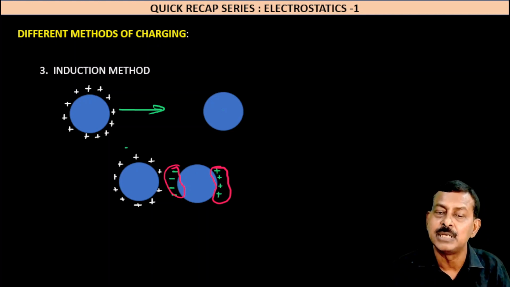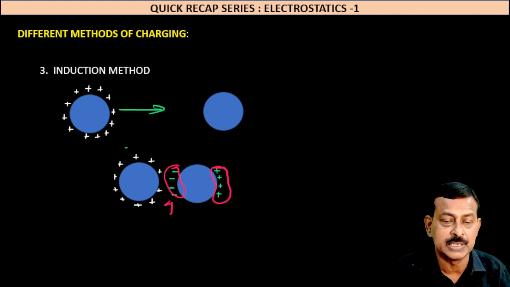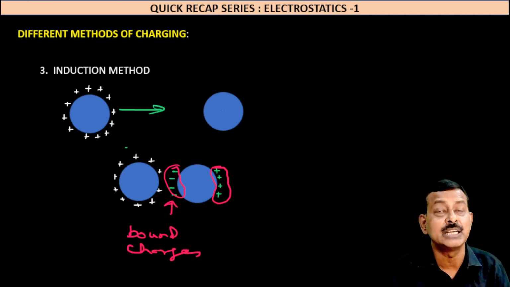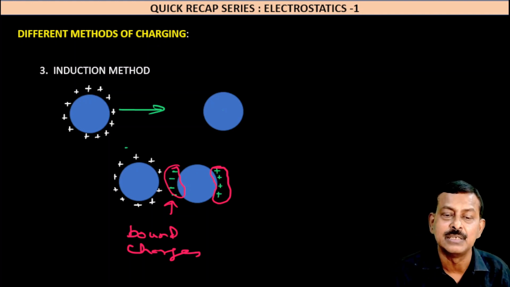Remember, the opposite nature of the charges which are developed on the nearer end are called the bound charges. These are the bound charges. Whereas these charges which are developed on the farther end, we call them the free charges.